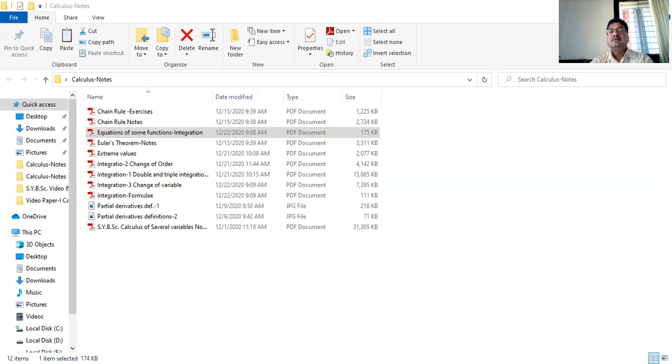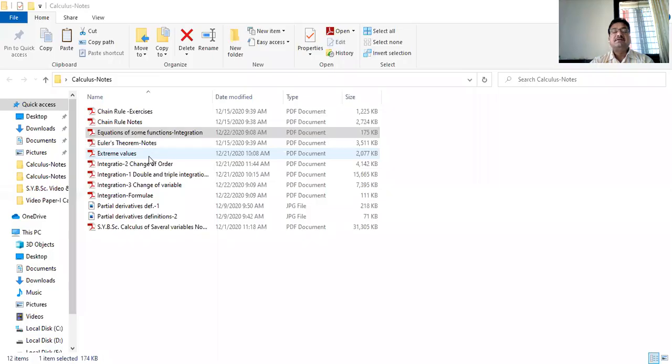Now, this minimum knowledge is required for the chapter integration: some graphs of straight lines, parabola, and some formulae of integration. So now we are going to start the integration chapter.